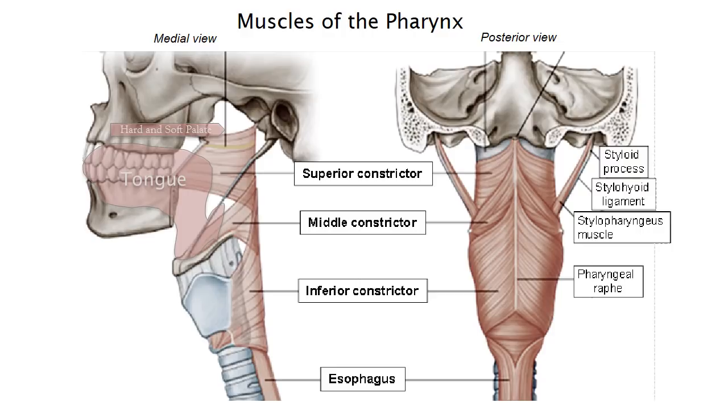So of course we would have that transition from the oral cavity into the oropharynx at this level, somewhere between the superior and middle constrictors. Of course we have the esophagus that's going to be extending down from within the boundaries of the inferior constrictor after the laryngeal inlet.